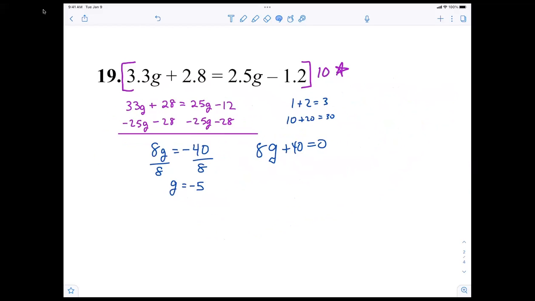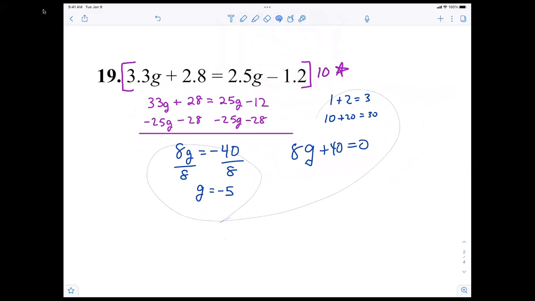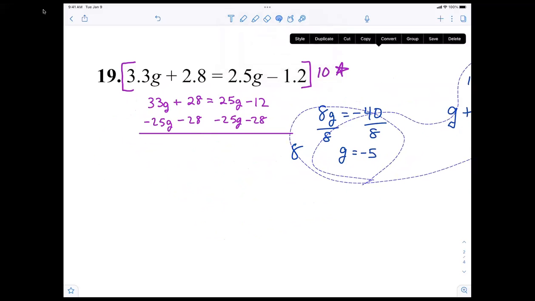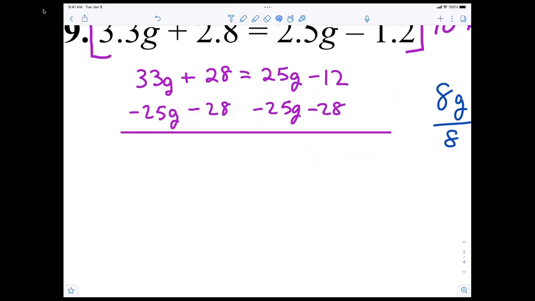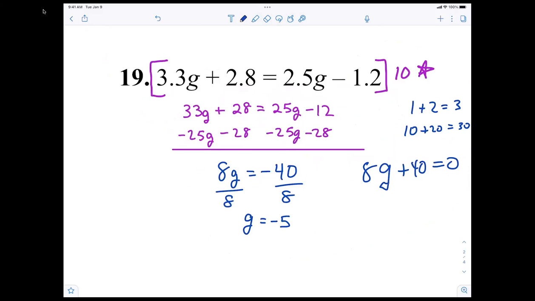Oh, well, let me not do all that. Let me just get rid of this. Sorry. Is that how you set it up? No. Okay, so I'm going to erase this and you tell me what you did. So I did the -25G, -25G. And then I got 8G on one side. Okay, no, I see, never mind. Okay. So now that's good.